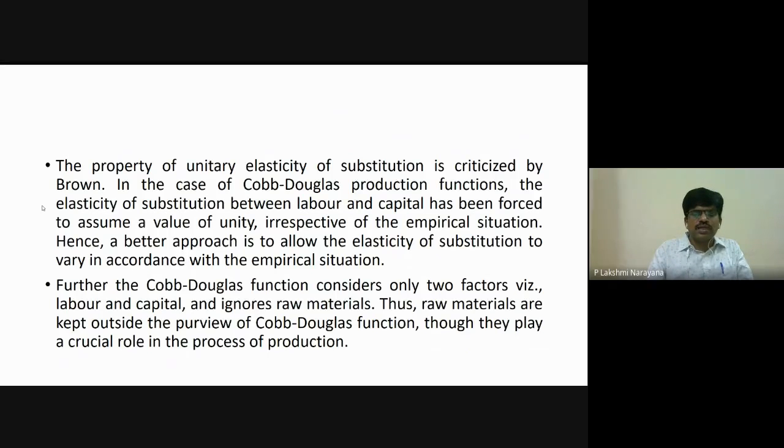Further, the Cobb-Douglas function considers only two factors, namely labor and capital, and ignores raw materials. Thus, raw materials are kept outside the purview of the Cobb-Douglas function, though they play a crucial role in the process of production.